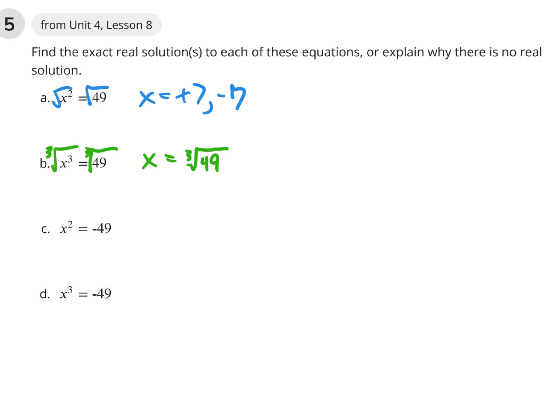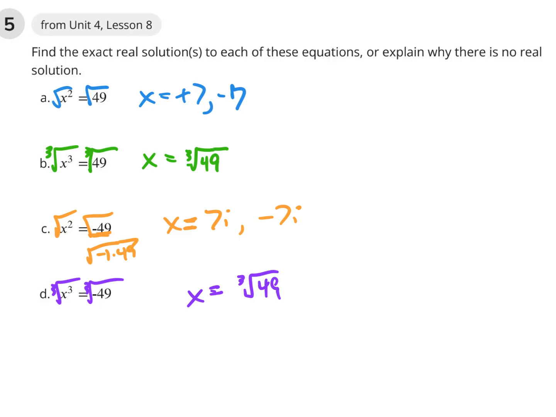The next one, x squared cannot be equal to a negative number. So the solution we get is not going to be real. So we can do this. You separate 49 into negative 1 times 49. And x is positive 7i and negative 7i. And we can take the cube roots of negative numbers because of the shape of the graph. So x equals the cube root of 49.